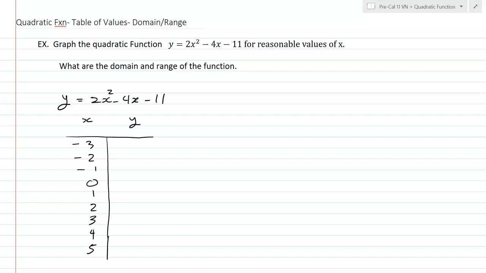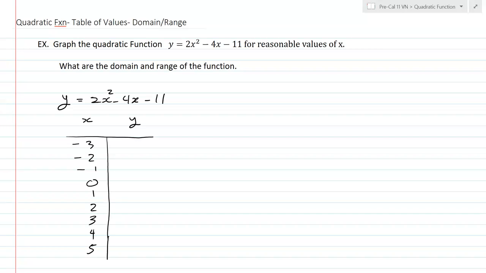All right, we're going to continue with the quadratic functions. We're going to look at the table of values, where we're going to use the table of values to graph. That's a very first basic thing that we need to know, and also we need to look at the domain and range of the quadratic function.